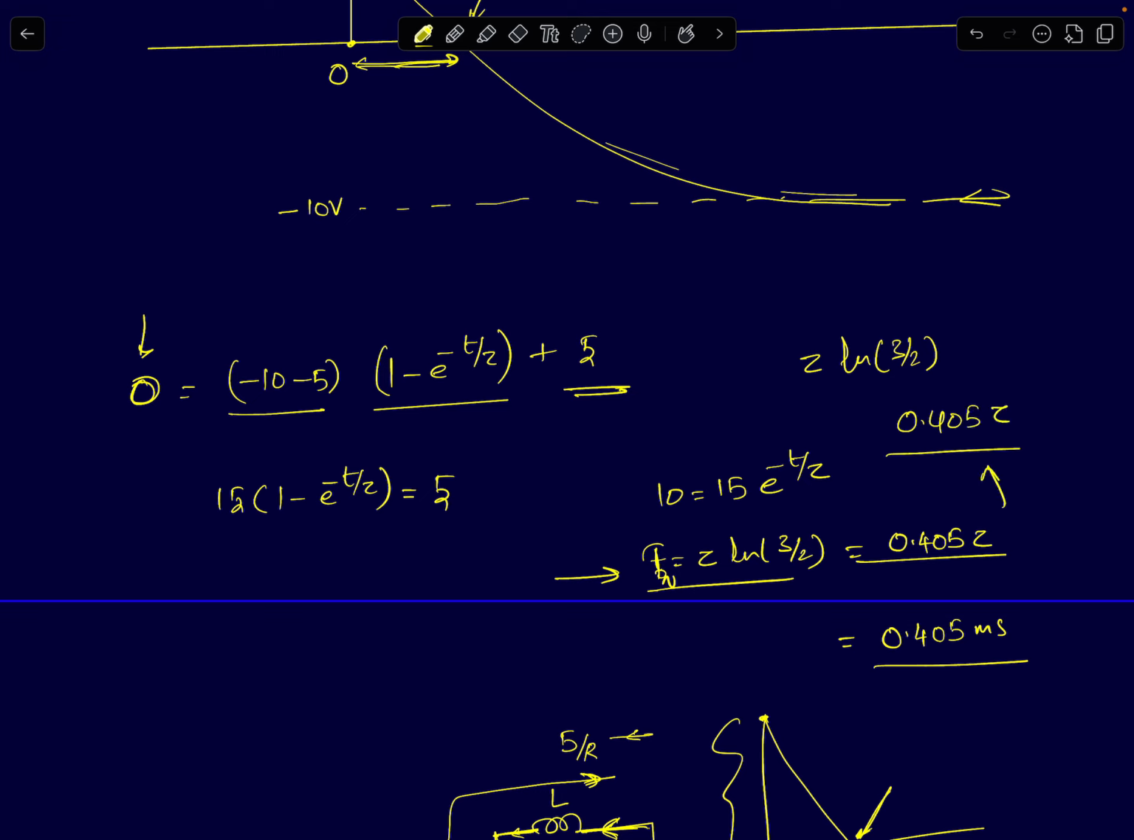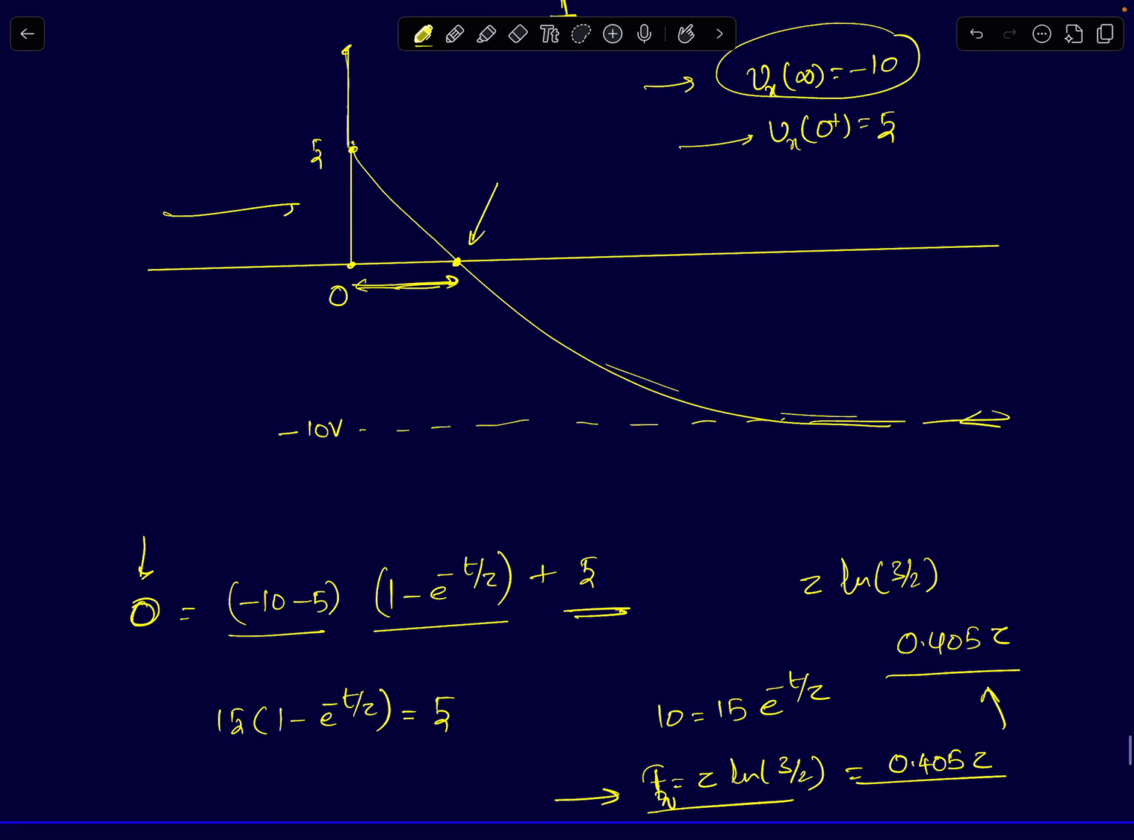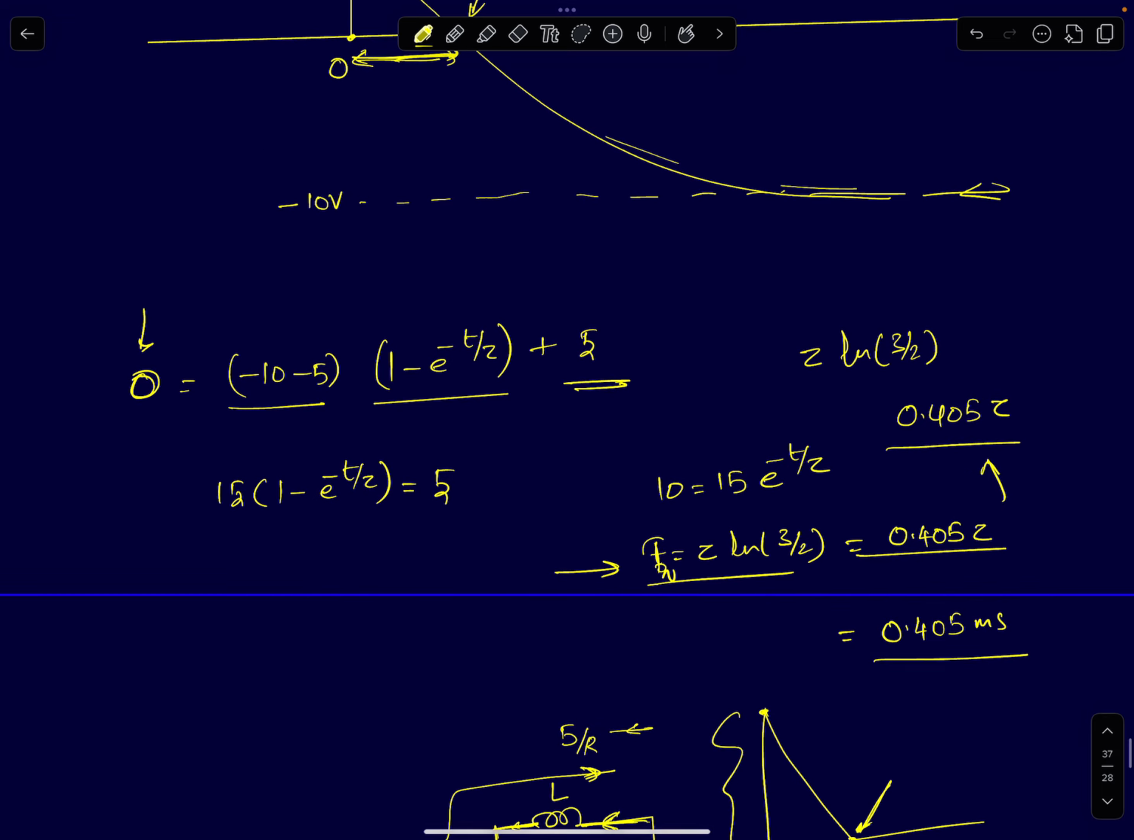If you recall from the previous example, the on time happened to be 0.693 tau. That's because the initial value it started off with was 10. The step value was much higher, so it took longer to reach 0. But now you are only at 5 volts, so the time it takes to reach 0 is smaller. That's why it is 0.405 times tau. Assuming tau is 1 millisecond, it will be 0.405 milliseconds.